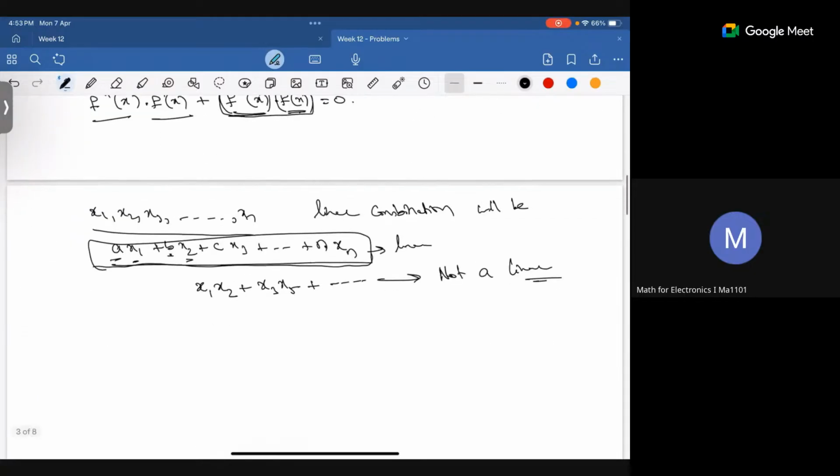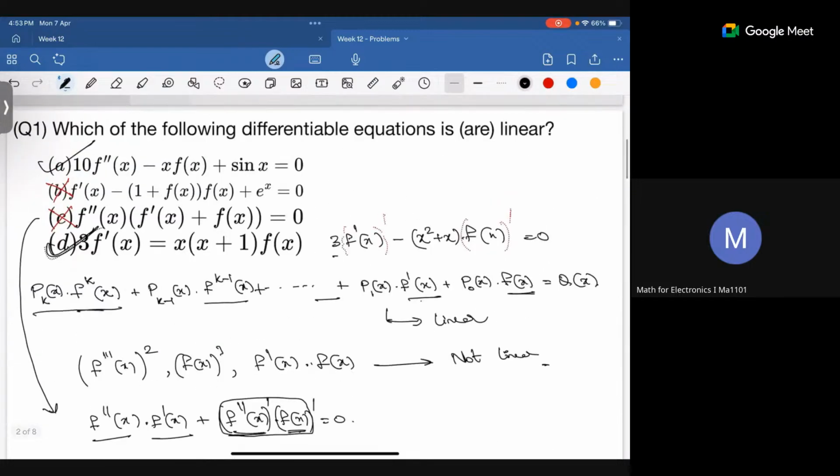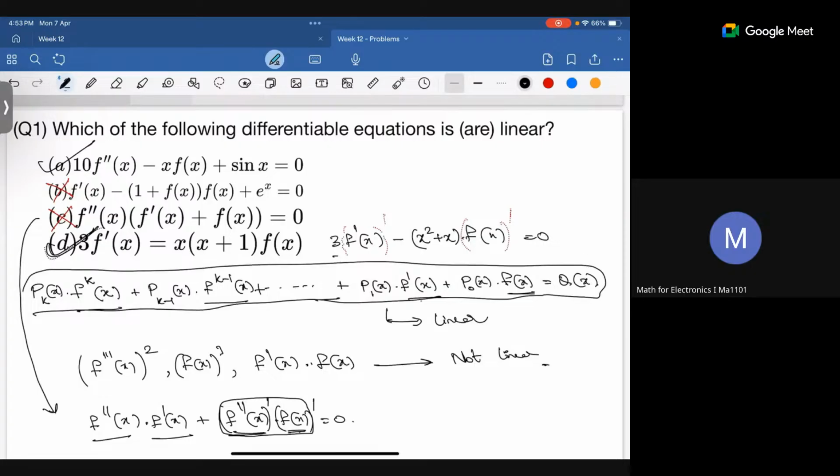Okay, so it will be like this form. These are not linear combinations. A linear combination will always have this kind of form. So your general form for a linear ODE should be of this form. Here you don't have any term where f double prime and f of x come in the same term, right? So f of x will only be in this particular term. You will not have f of x in any other term.